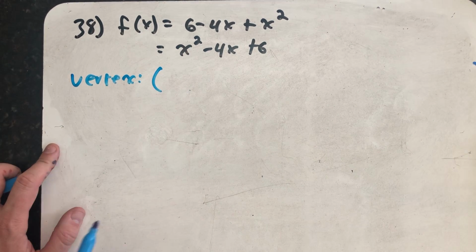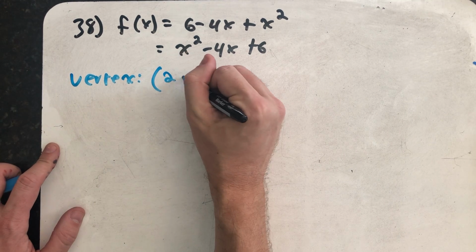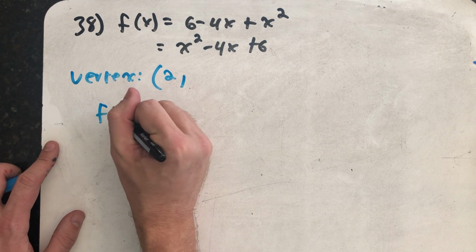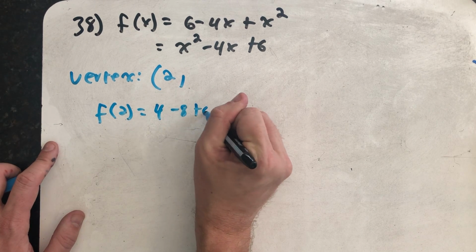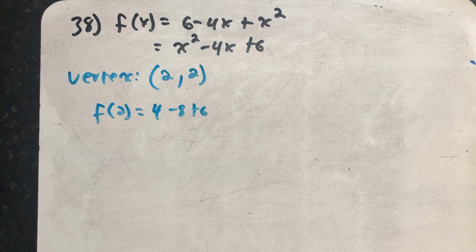Opposite of b is 4 over 2 times 1. So the vertex will just have an x-coordinate of 2. I need to plug 2 in the function to find the y-coordinate, so I need to find f of 2. Well, that would give me 4 minus 8 plus 6. Vertex is going to be at 2, 2. I need to find some intercepts.